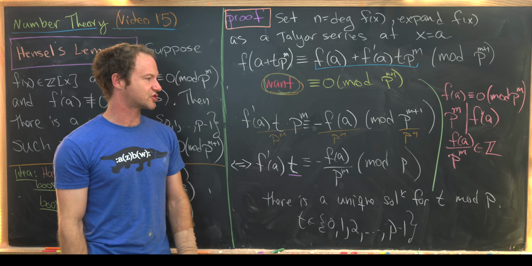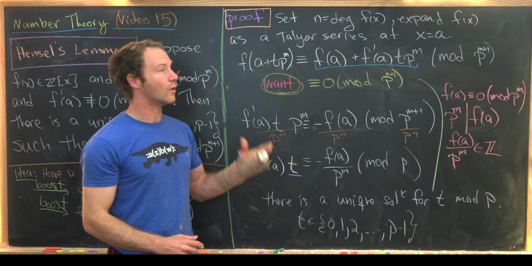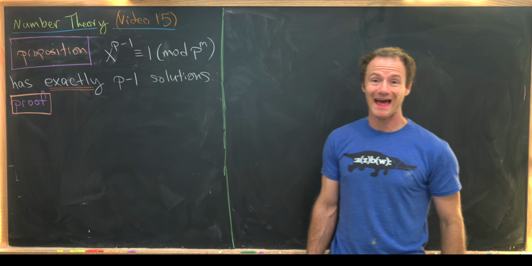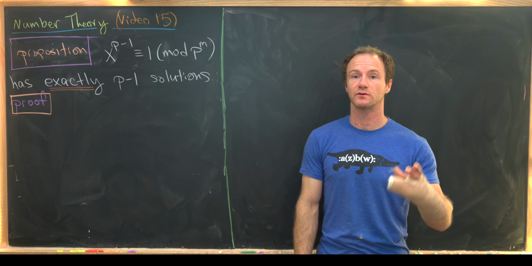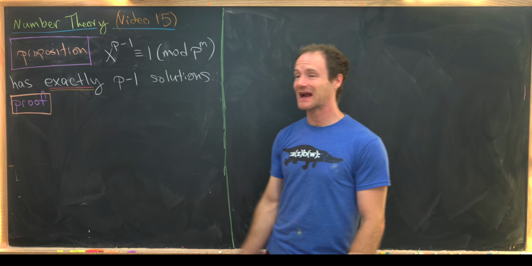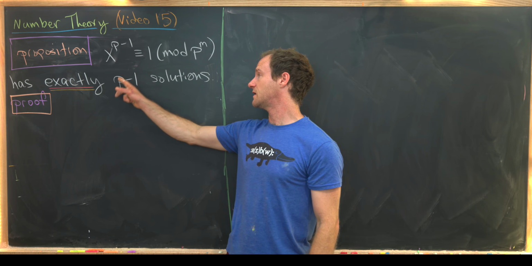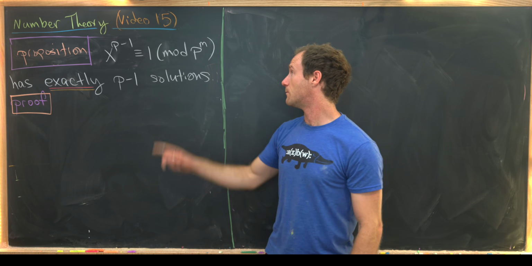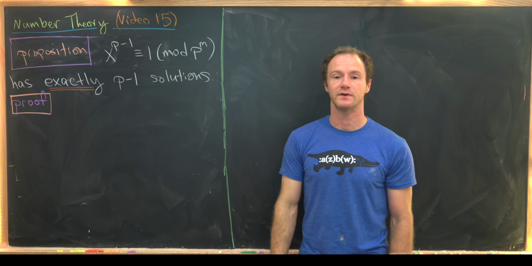Okay, well, we're going to do a constructive example using this at the end of the video. But before we do that, I want to look at one more proposition. Building off of Hensel's Lemma, we've got a proposition. And that is that the polynomial equation x to the p minus 1 congruent to 1 mod p to the m has exactly p minus 1 solutions. So notice this is saying that there are p minus 1, p minus first roots of the number 1 modulo a power of that prime p. And we can have any power of that prime p.